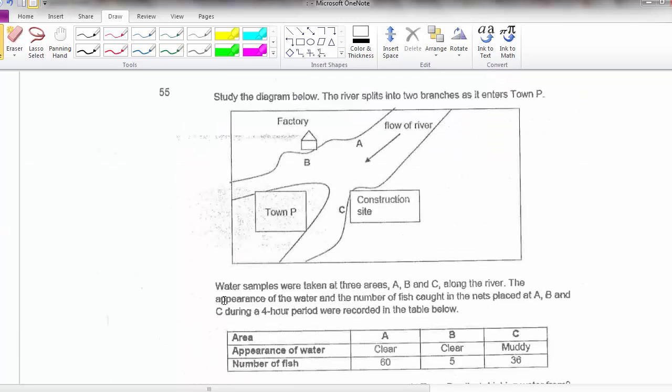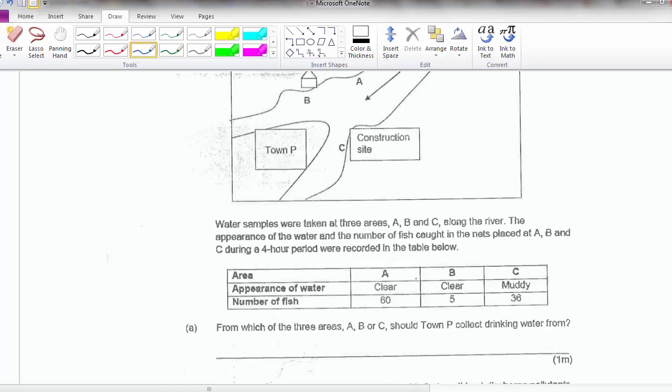And the last question. Study this diagram. Water samples taken from A, B, C along the river, the appearance of the water and the number of fish caught in the nets were recorded in the table below. So A, my appearance of water is clear. I have 60 fish. B, clear, 5 fish. C is muddy with 36 fish. So which of the 3 areas A, B, C should town P collect drinking water from?